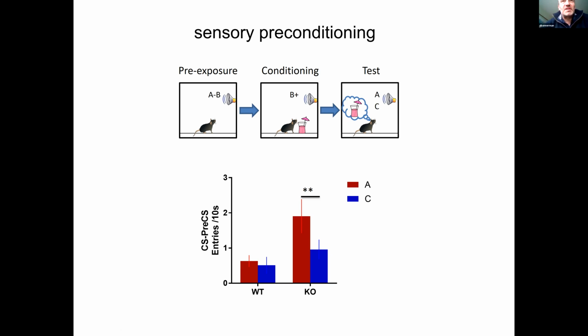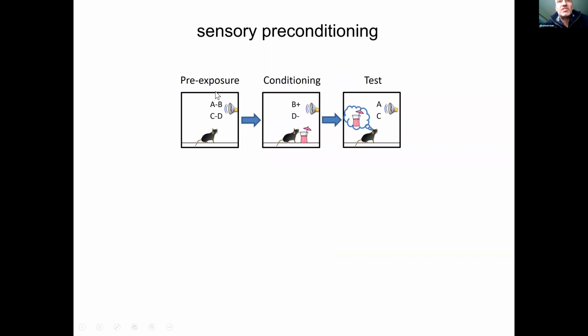Now, of course, you might turn around to me and say, well, that's not schizophrenia, that's cognitive enhancement. That's a good thing. Learning's better here. Okay, so what happens if we test these animals in a slightly more complex situation? So now we have pairs of cues. A is paired with B, C is paired with D. Then they go through a conditioning phase where B is rewarded and D isn't. And then we ask them how they feel about A and C.